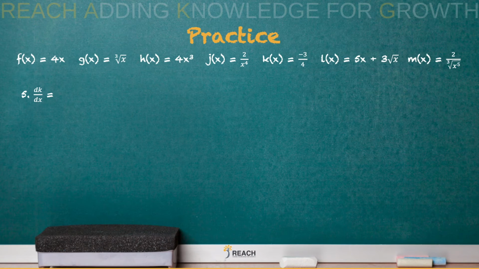Number 5. Find the derivative of k with respect to x. All right, that's a constant. It's a constant, y'all. Derivative of a constant is 0.